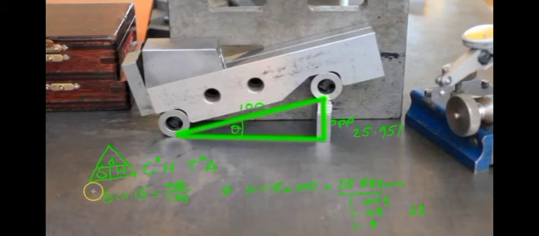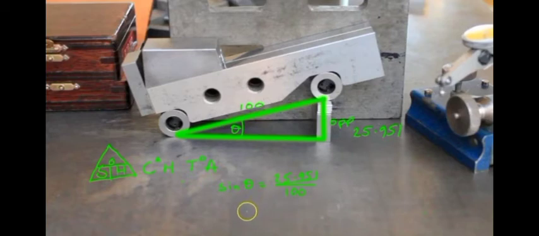Okay, so we're still going to use, in essence, the same type of equation, but this time we need to find the sine theta. So sine of the unknown angle theta is equal to the opposite, which in this case is 25.951, divided by 100.